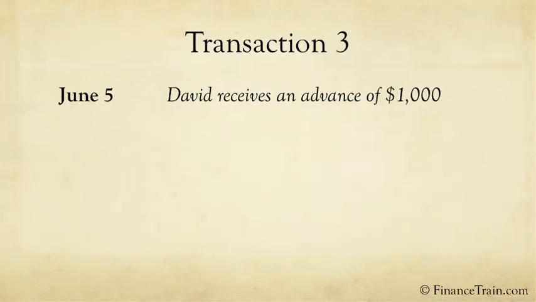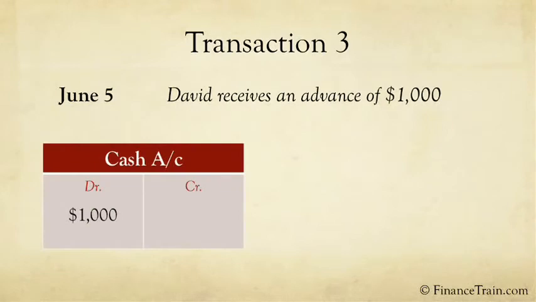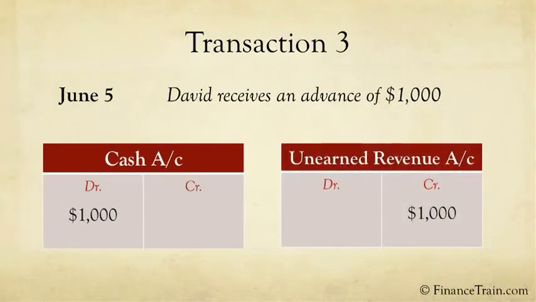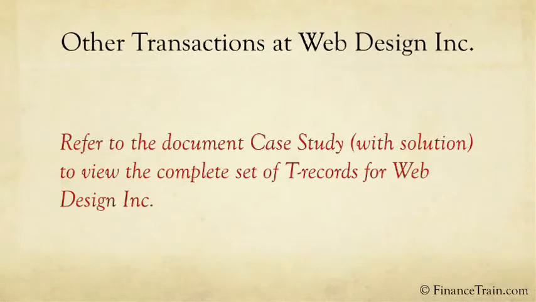In the third transaction, David receives an advance of $1,000. Cash has come in and there is a liability created in the form of unearned revenue. So the cash account will be debited and the unearned revenue account will be credited. In the same manner, all the transactions will be recorded in T accounts. Note that there will be one T account for each item and the various debits and credits will be recorded in a chronological order along with the dates. To view the T accounts for all the transactions at Web Design Inc., please refer to the document titled Case Study with Solution.